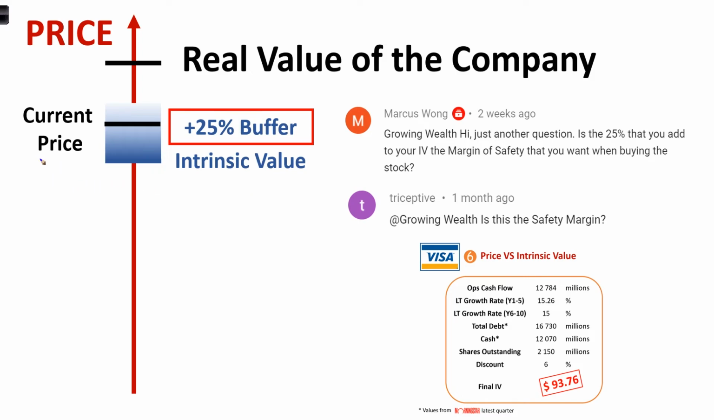Let's say now Visa is currently at $100. Because of my 25% buffer, I will treat Visa at 100 to be at fair value and will be willing to purchase it. But my investment at $100 will have no margin of safety at all, because it is above our intrinsic value of $93. Okay, so once again, this 25% buffer is not the margin of safety.